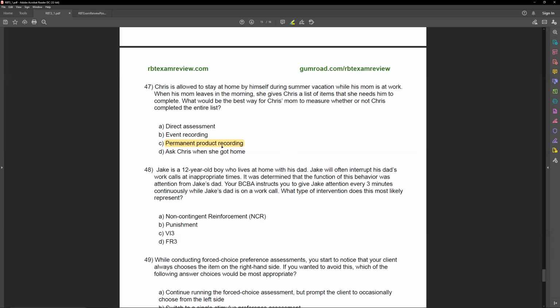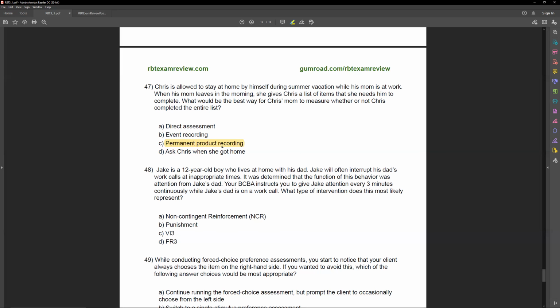Is there any reason Jake doesn't receive attention, or what is Jake required to do to receive attention? Nothing. There's no requirement for Jake to receive attention. Every 3 minutes, you're just giving him attention, continuously, no matter what. That's non-contingent reinforcement. In non-contingent reinforcement, you deliver reinforcement on a schedule regardless of what's happening. So this is a great example of NCR. No matter what Jake's doing, you're going to give him attention every 3 minutes. It's not punishment, right? We're not decreasing a behavior through punishment.